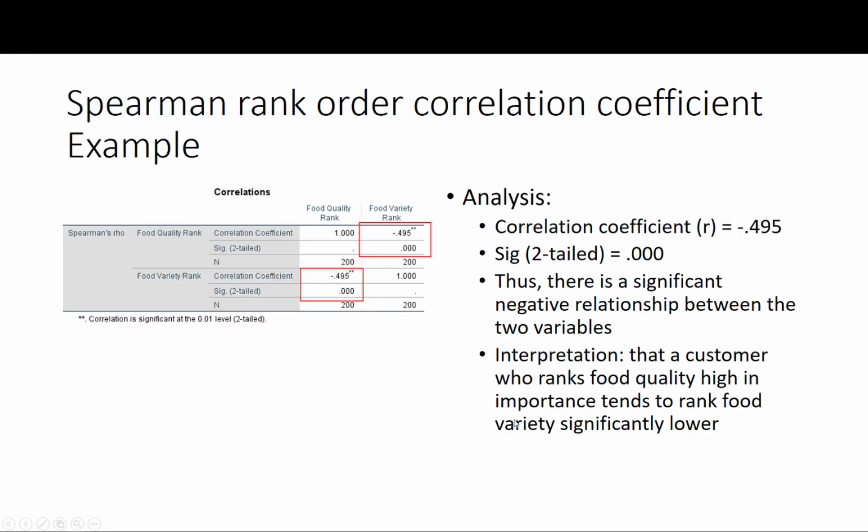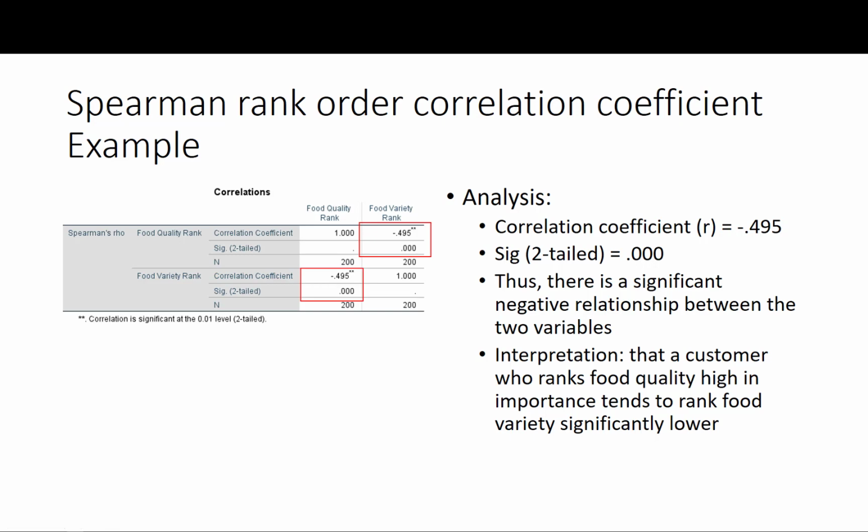Similar to the Pearson correlation, what we need to look at is the correlation table. In this case, our correlation coefficient, or our R, is negative 0.495. So we know we have a negative correlation, or a downward slope, between food quality and food variety. Our significance two-tailed is 0.000. Again, it's below 0.05, so we say that we have a significant negative relationship between the two variables.